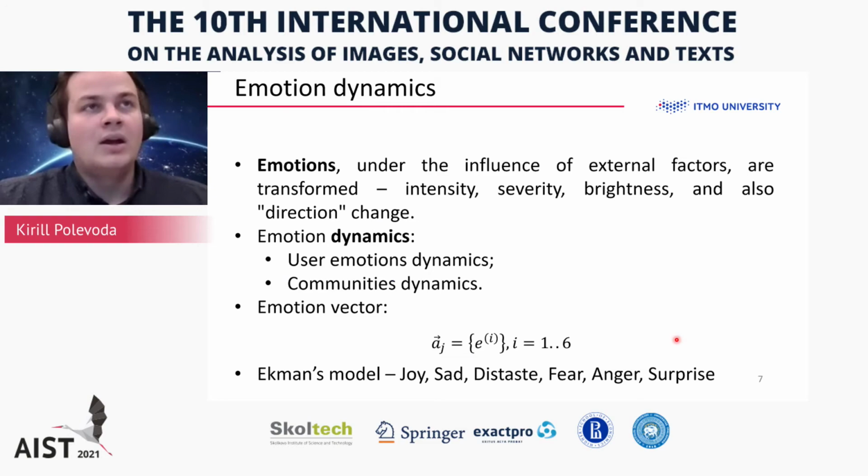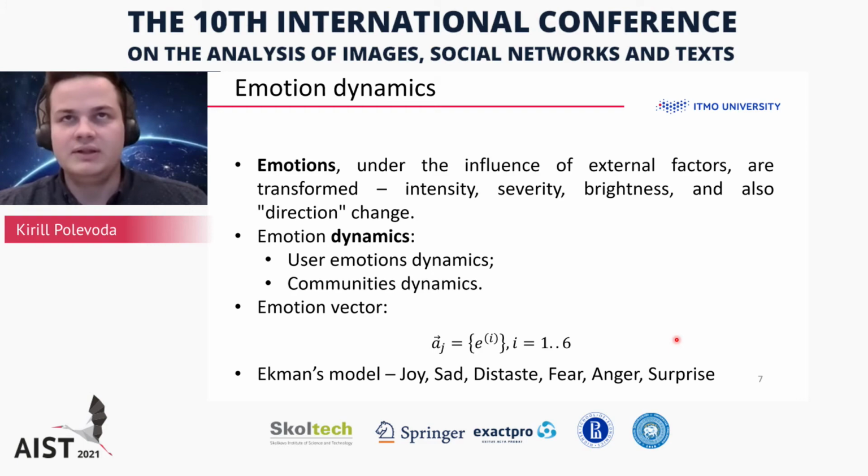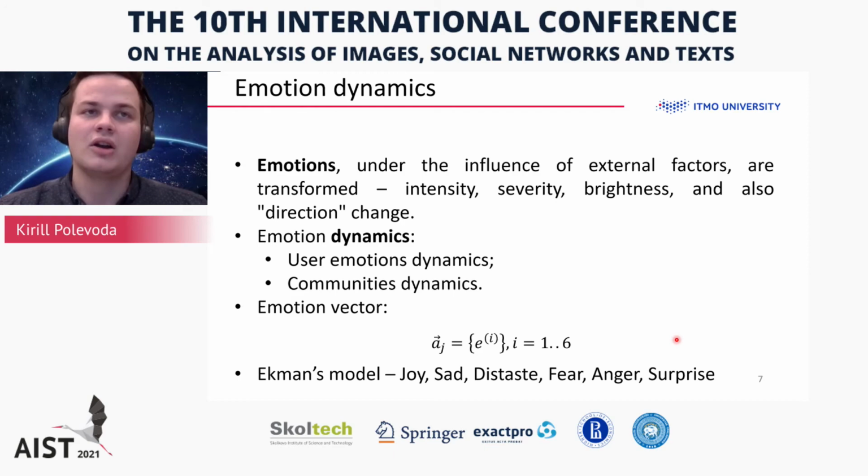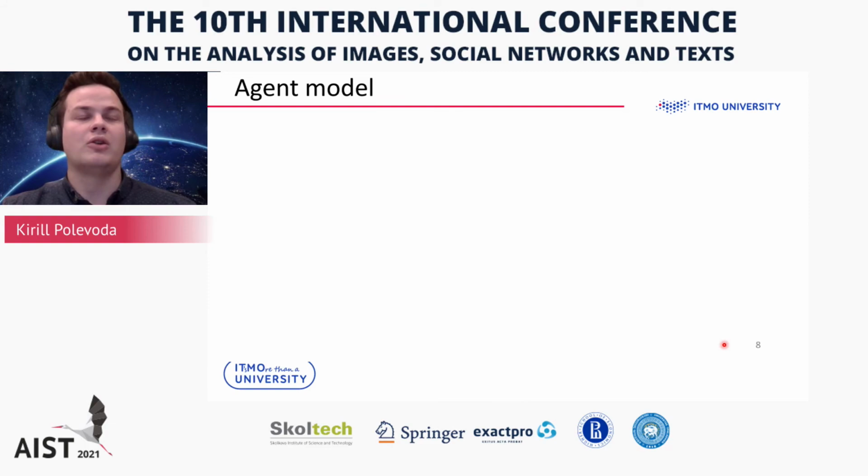Emotions can actually be transformed, so their intensity, severity, brightness, and direction can change. And we can look at emotion dynamics, like user emotion dynamics and community dynamics, that we're talking about right now. So for each word, as was shown before, we represent a vector G that represents the absence or presence of the six emotions in a particular word. Then we sum these vectors for one text, then we normalize it, and as a result we have an emotion vector for a particular text.